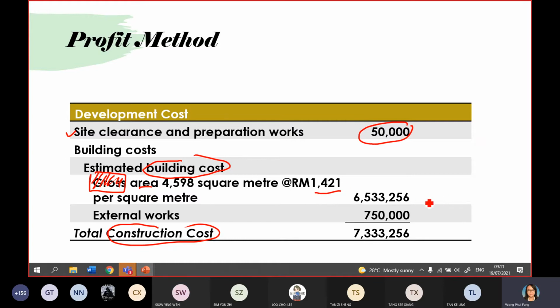So the total building cost will be around 6.5 million. Then you also allocate some external work, another 750,000. So you sum up all these, this will be your total construction cost.